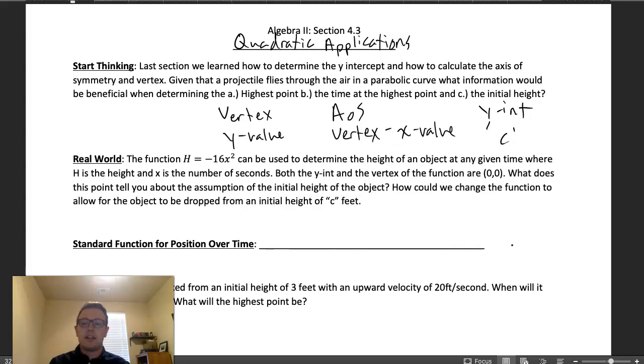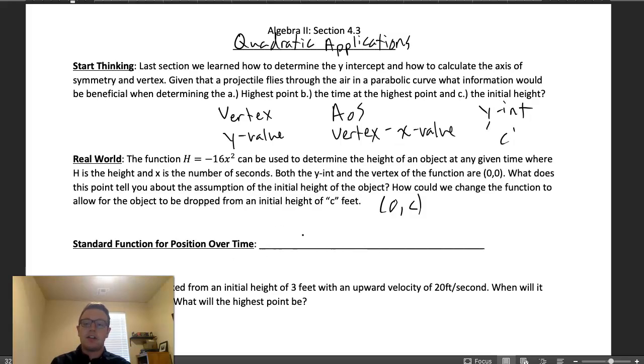So what does this tell us about the initial assumption of the height? It tells us that we're assuming we're starting from 0, 0. It assumes that we're starting from a height of 0. How could we change this to drop it from an initial height of c feet? Well, we'd want to have the point 0, c, which means we move our y-intercept up.